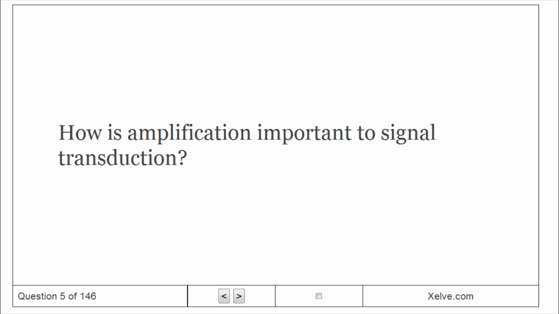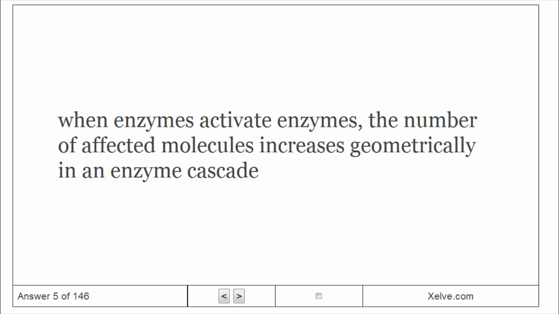How is amplification important to signal transduction? When enzymes activate enzymes, the number of affected molecules increases geometrically in an enzyme cascade.